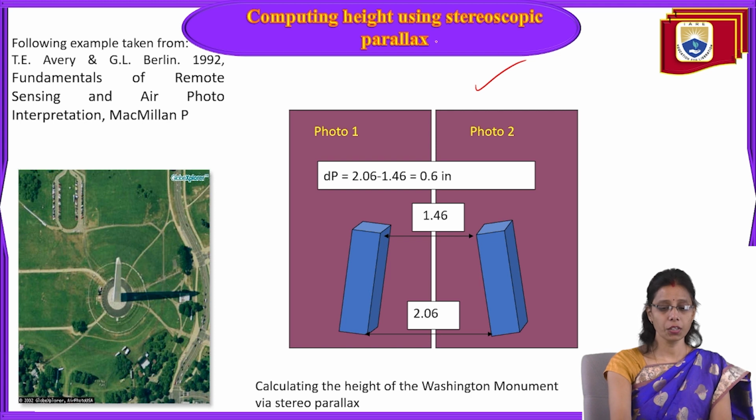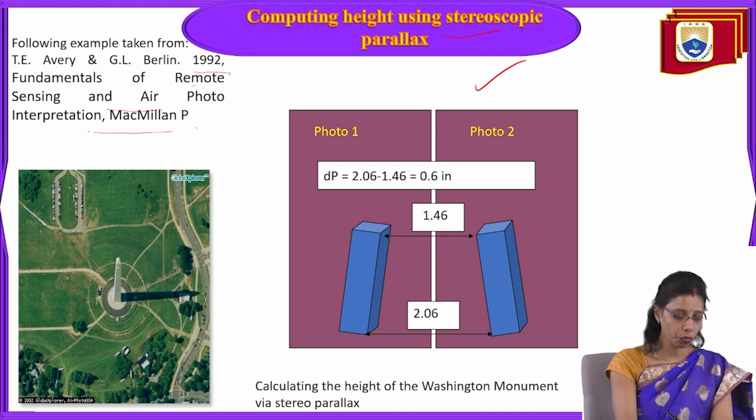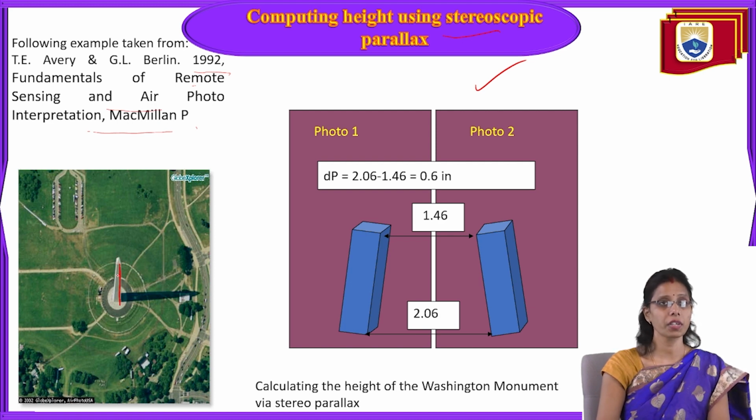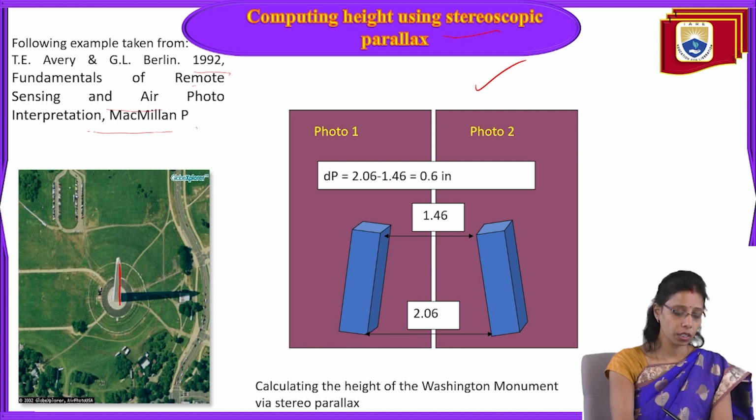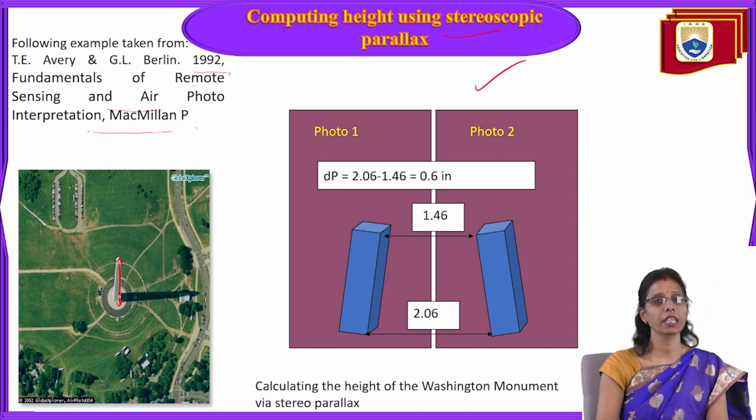So computing height using stereoscopic parallax. This is one example given here. The following example is taken from T.E. Avery and G.L. Berlin, 1992, Fundamentals of Remote Sensing and Air Photo Interpretation, Macmillan. So this is how the aerial photo looks. If you want to measure this tower height, it's very clearly given here. Aerial photographs are very high resolution images. So here we will get the top and the base, and we have to measure them with the help of the scale.